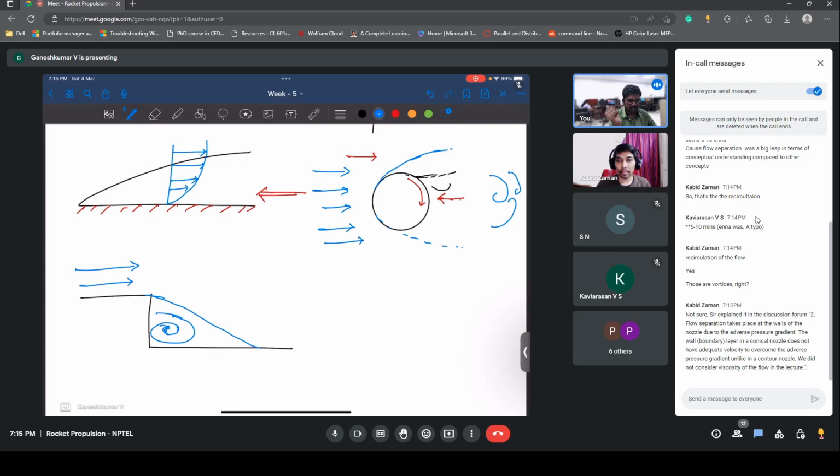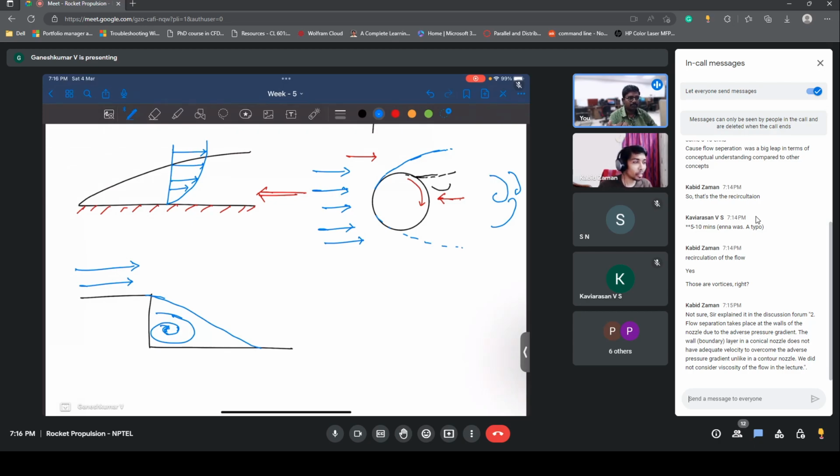Flow separation takes place at the walls of the nozzle due to adverse pressure gradient. The wall boundary layer in the conical nozzle does not have adequate velocity to overcome the adverse pressure gradient. Unlike in the contour nozzle, we did not consider viscosity of flow in the lecture. Right. It is true, the boundary layer does not have adequate velocity to overcome that.